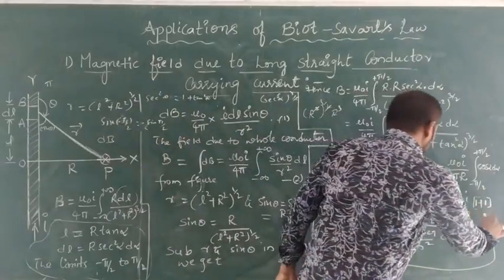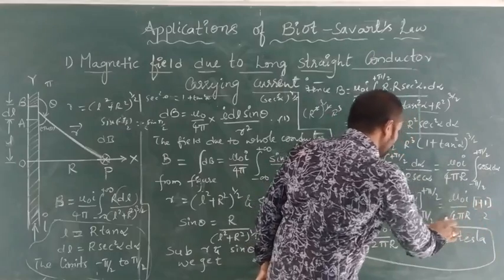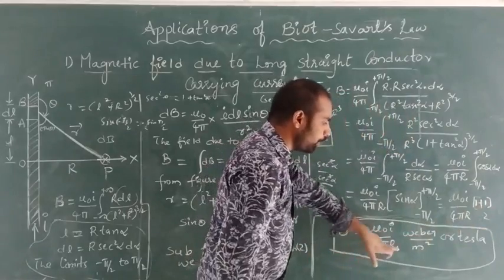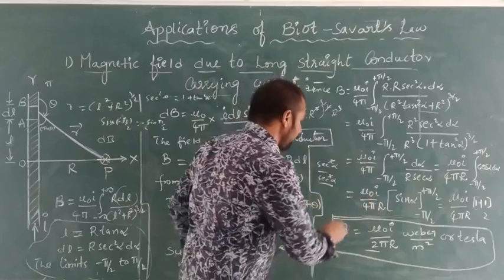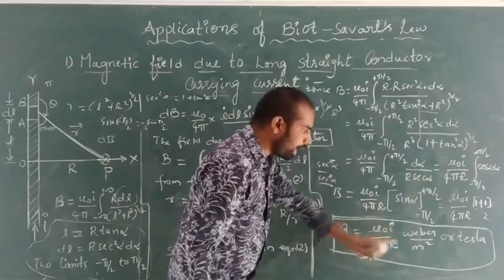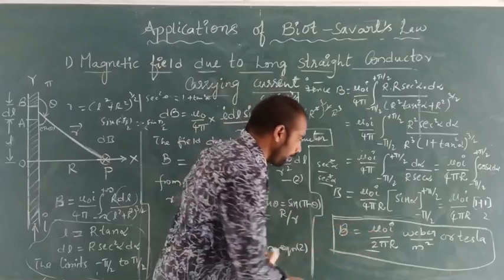So 2 in the numerator and 4 in the denominator: 2 ones are 2, 2 twos are 4. At last you get the entire magnetic field B equal to mu naught I by 2 pi r, in Weber per meter square, or Tesla. So mu naught I by 4 pi r, this is important.